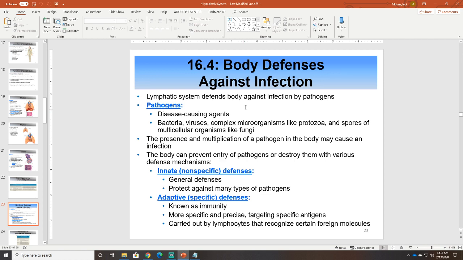So the lymphatic system, we said it has a role in immunity. It defends the body against infection and pathogens. Pathogens, you probably know, are disease-causing agents, things like bacteria, viruses, and then you can have complex microorganisms like protozoa. You may not have had a college level biology class yet, but protozoa are in the same kingdom as fungi, plants, and animals.